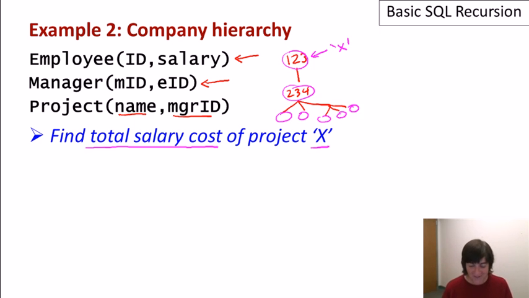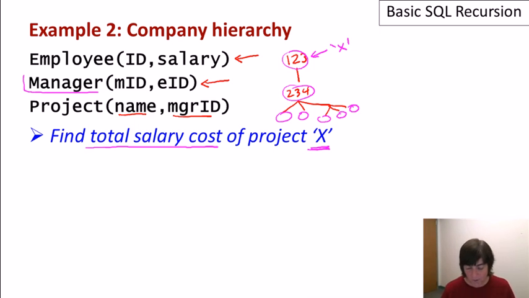Again, you can do that as an exercise. If we knew precisely how deep the tree was below the manager of project X, then we could again use these self-joins, that would be on the manager relation this time, to find all the employees that are in that subtree of project X and add up their salaries. But if we don't know the depth of that hierarchy, then it's impossible for us to write a SQL query that goes to arbitrary depth to add up the costs.